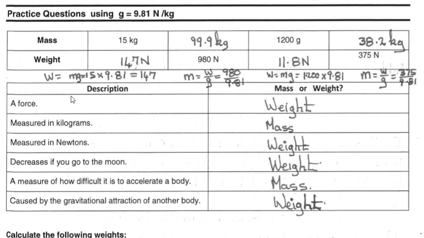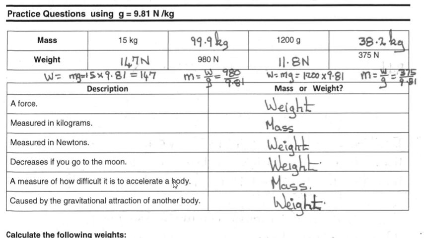Just some short descriptions here, and we need to decide whether each is a mass or a weight. A force is a weight. If it's measured in kilograms, it's going to be mass. If it's measured in newtons, it's going to be weight. If it decreases when you go to the moon, that's weight. A measure of how difficult it is to accelerate a body, that's mass.